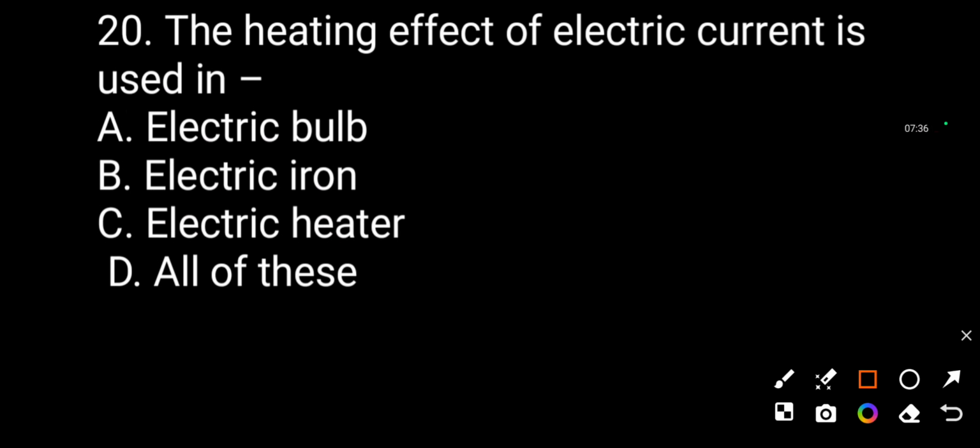Now, question number 20. The heating effect of the electric current is used in electric bulb, electric iron, electric heater, all of these. So the option will be D. The heating effect is used in electric bulb, electric iron and electric heater.